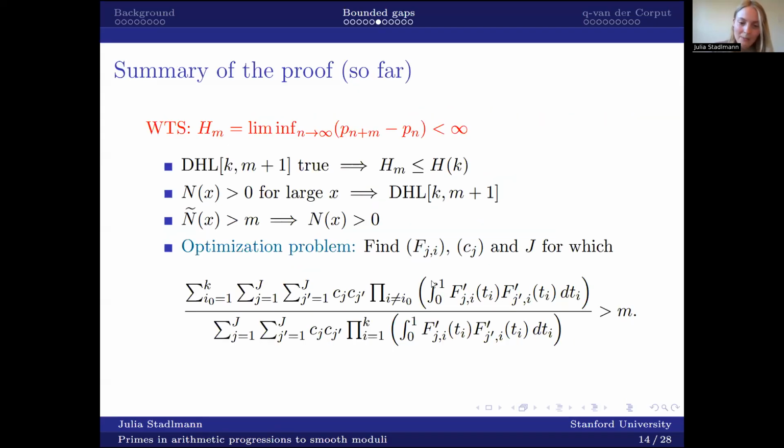So the purpose of the equidistribution estimates for smooth moduli is that it determines the domain of our optimization problem. An optimization problem needs a domain, and the equidistribution estimates tell us which choices of fji are suitable to be able to compute n tilde of x at all. Because this ratio is meaningless if we can't link it to our original problem. Okay, so why is it the case that the equidistribution estimates are important here?